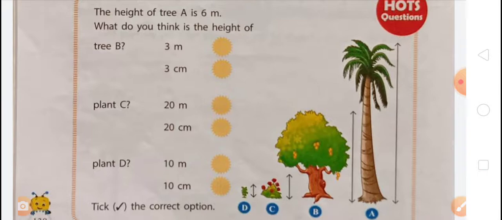Plant C, you can see here that plant C can't be 20 meter because 20 meter is a larger length. So that is 20 centimeter because it is less than tree B. Okay. So plant C 20 centimeter, we have to take 20 centimeter. Plant D is half of plant C. So plant D will be 10 centimeter, not 10 meter. Okay. So we have to take 10 centimeter. Tree B 3 meter, plant C 20 centimeter, plant D 10 centimeter. You have to take the correct option.